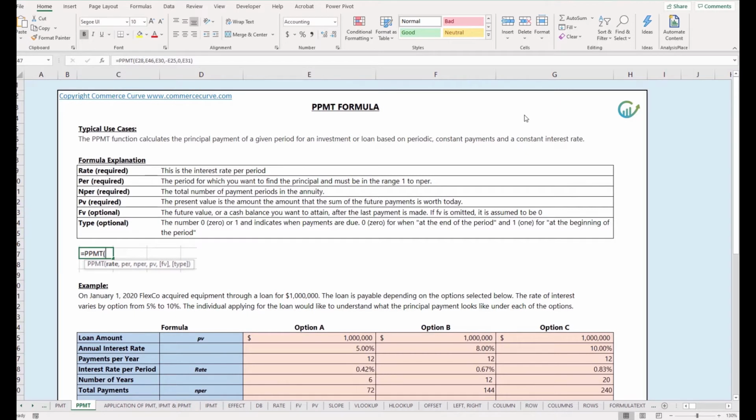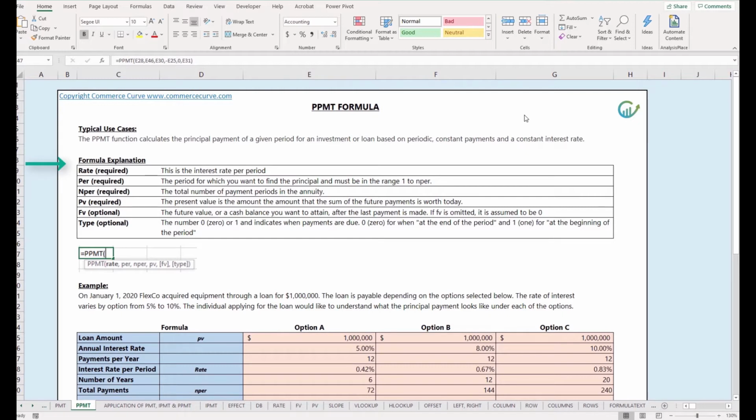There's multiple components of the principal payment formula. There's the rate, which is the interest rate associated with the loan. There's the period, so PER, which represents the period for which you want to find the principal payment, and it must be in the range of 1 or another integer in the payment sequence. So let's say there were 72 installment payments. You could enter period 1 through 72.